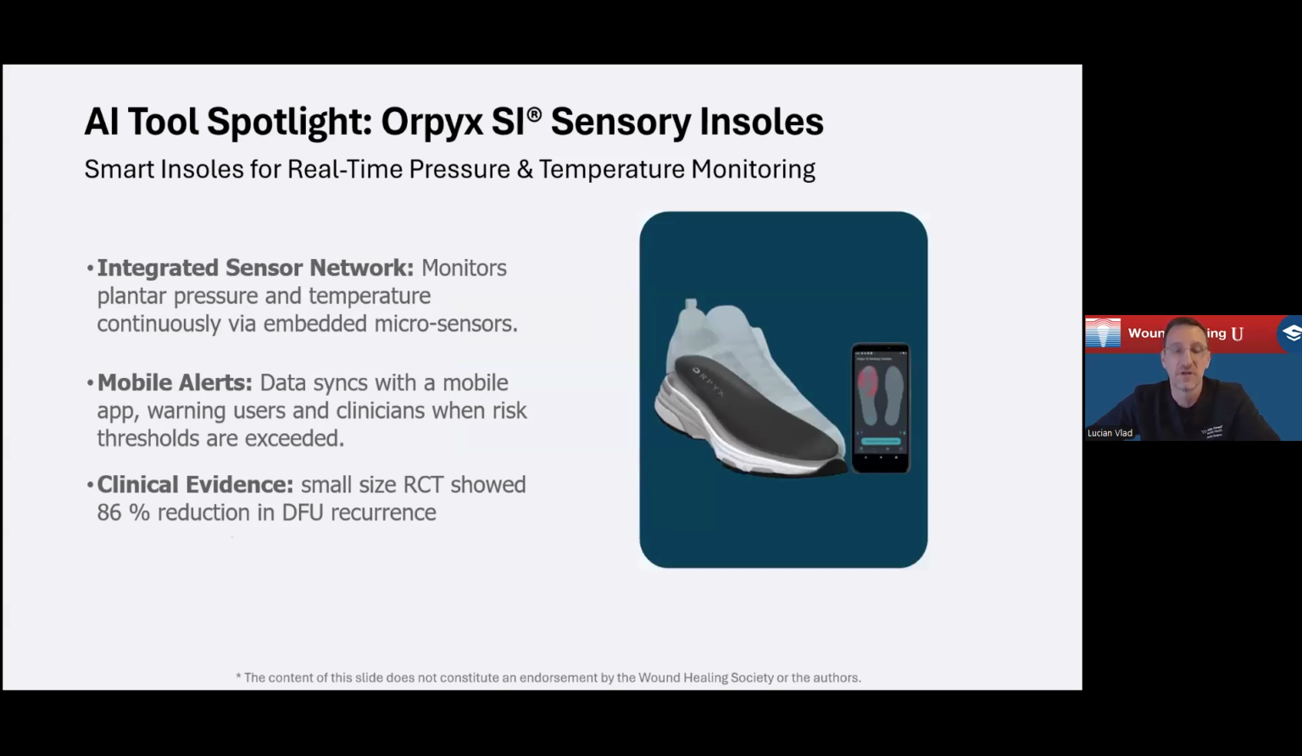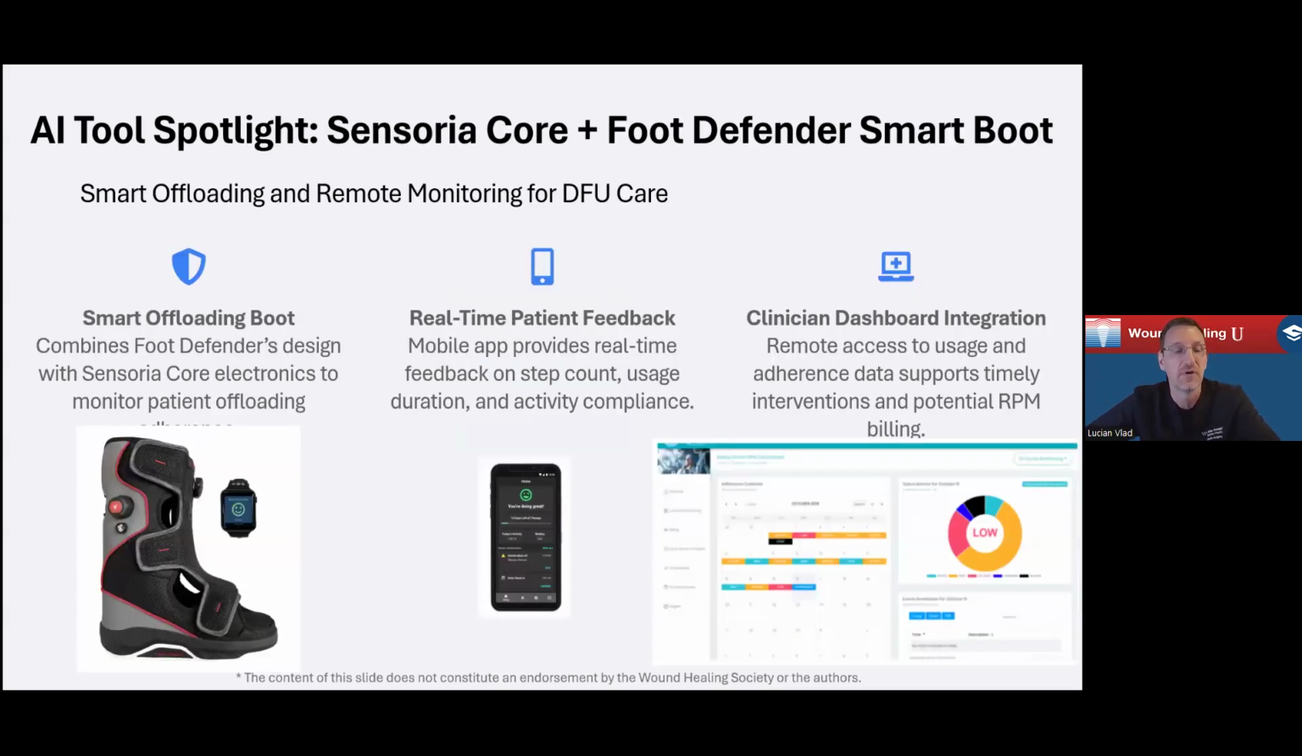They have pressure and temperature sensors, and they have the data displaying on a monitor. Or how about a boot that has smart sensors? The boot is connected to a watch that sends patient prompts like, hey, I'm happy you wear your boot. Why did you take your boot off? Put your boot on. And it reports all of this compliance data back to the provider.